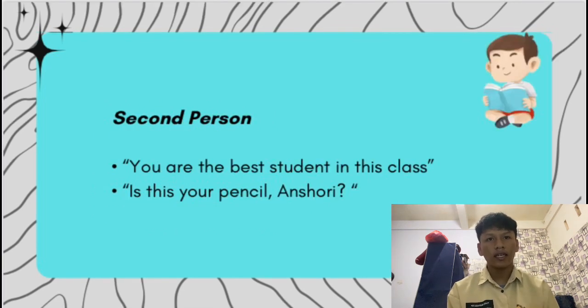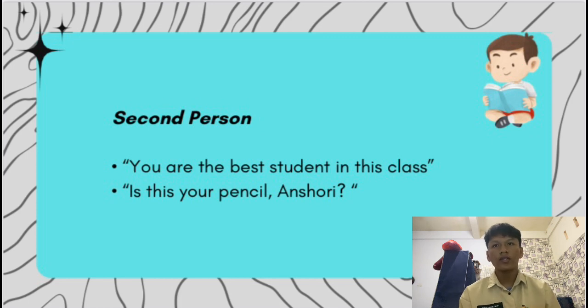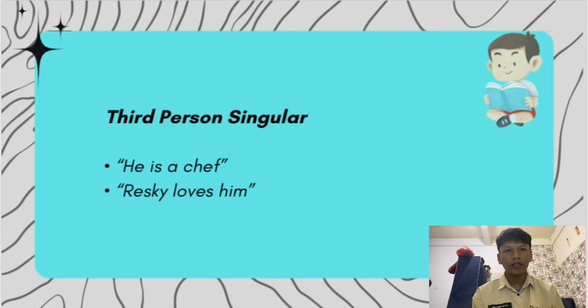The next is second person. Second person is the point of view of the second person, or someone we talk to at the time. The pronoun used in the second person is you if it is the subject, your, yours to indicate ownership. Just like we, ours, you, yours also mean you singular or you plural. For example: you are the best student in the class, and is this your pencil?